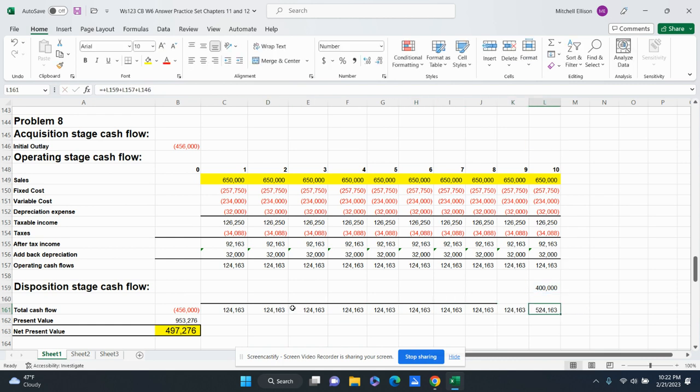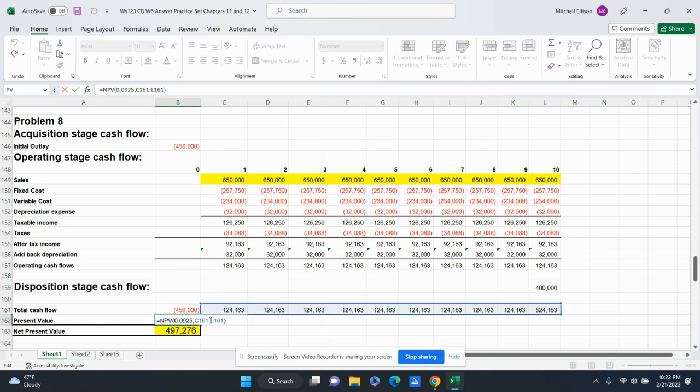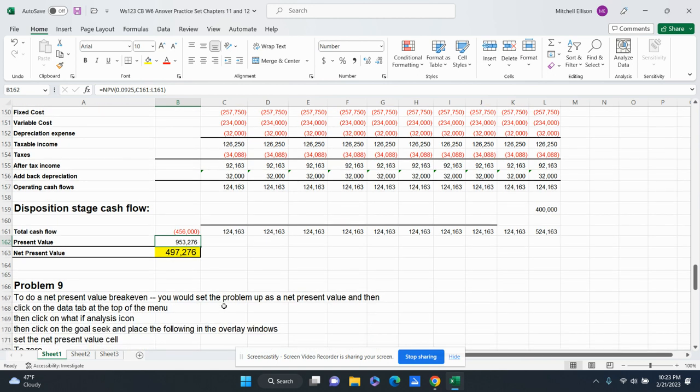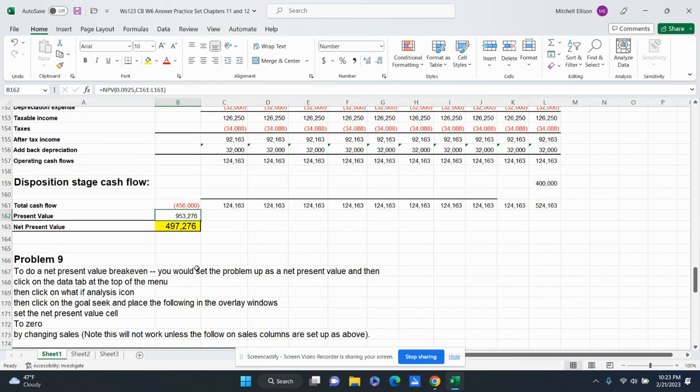The last one is 524,163. You bring these back to present at 9.25%. That gives you a present value of future cash flows of 953,276. Net that against the 456,000 gives you a net present value of 497,276.